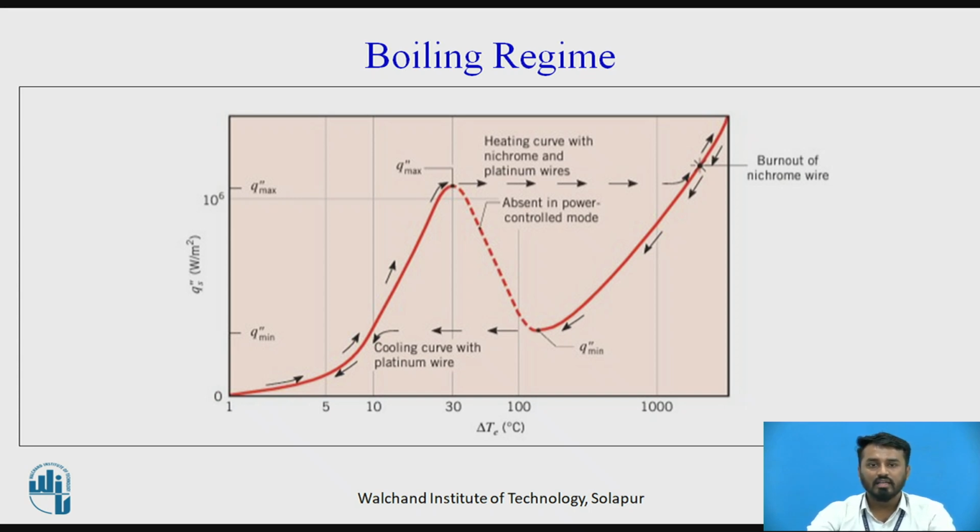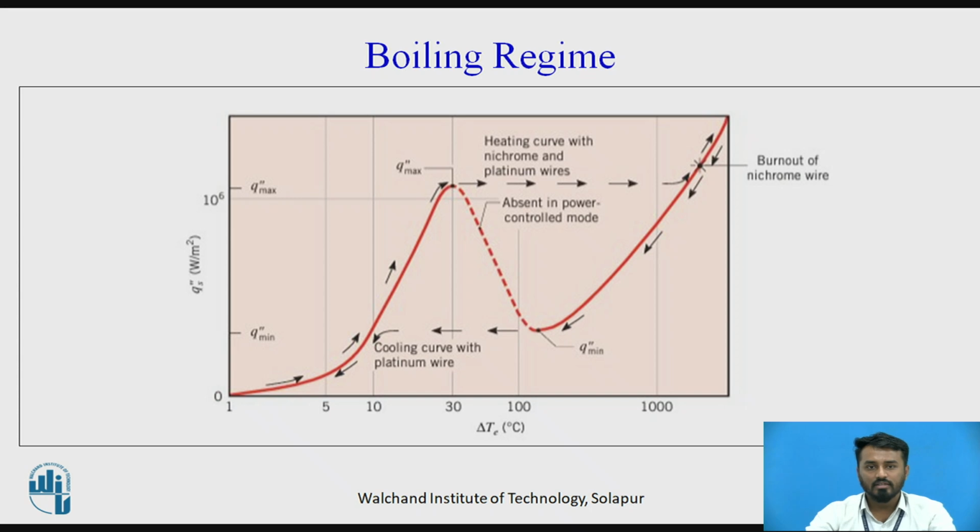In the case of delta T excess from 10 to 30, within that zone, the vapor bubbles formed on the nichrome platinum wire will reach the surface and burst. With this action, immense fluid mixing will take place. Because of this fluid mixing, we can observe a high heat transfer coefficient. So the slope of this curve represents the heat transfer coefficient at delta T excess 10 to 30.